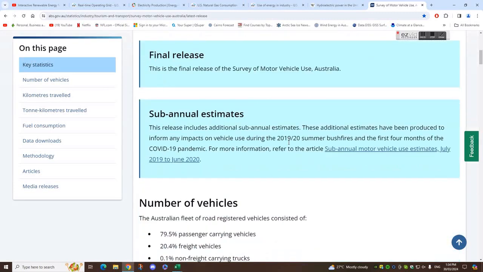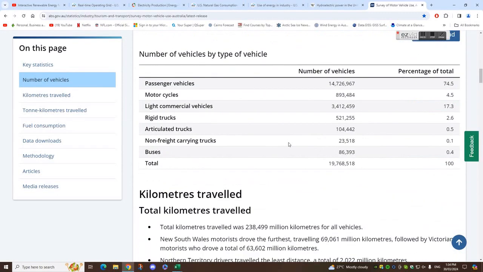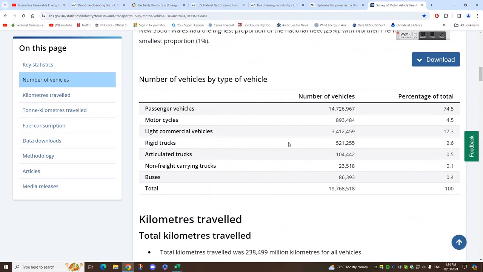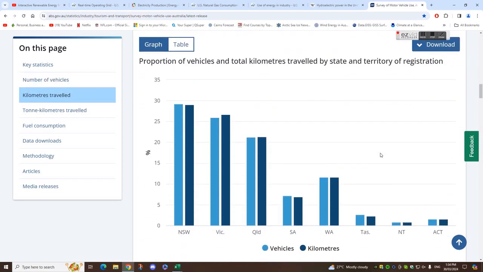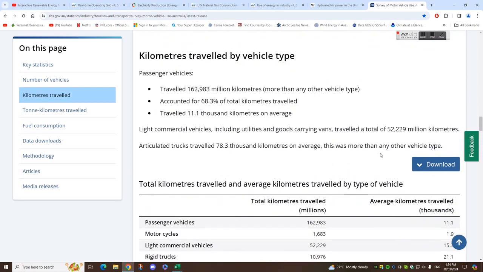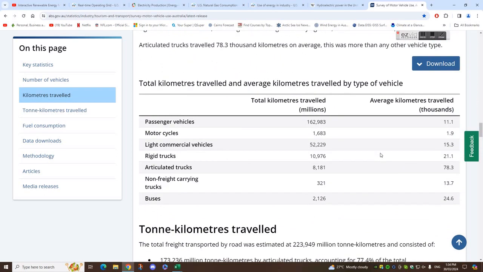And the data of interest here is it showed how far, also had the number of vehicles, percentage of each type of vehicle. They split them up into vehicle types, which was very convenient and necessary. And it showed how much each of those vehicles travelled per vehicle each year on average. So a passenger vehicle, cars and SUVs, travelled on average 11.1 thousand kilometres per vehicle per year.